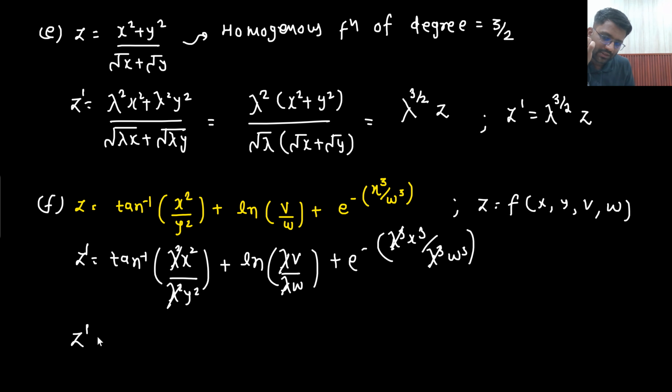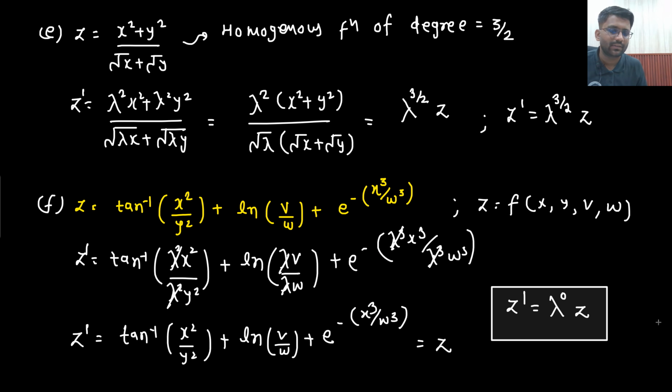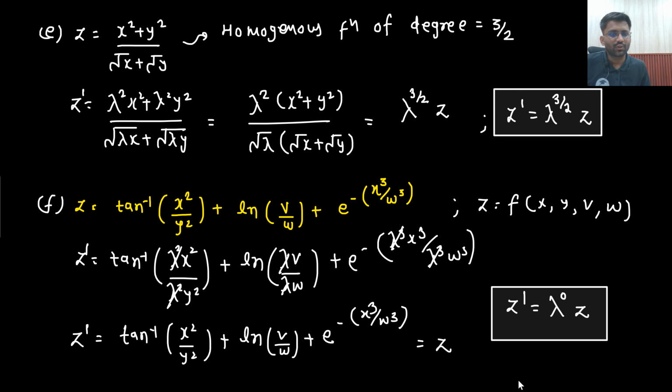Eventually, what you are getting? This was your z dash. Eventually, what you are getting? Tan inverse x square plus y square plus ln v by w plus e to the power minus x cube by w cube. What do you see here? Z dash is coming out to be z only. So is it a homogeneous function? Absolutely it is. Lambda to the power 0 z, no? Think about it. Z dash came out to be z only. So it can be written as lambda to the power 0 into z. What does that mean? Yes, it is a homogeneous function.